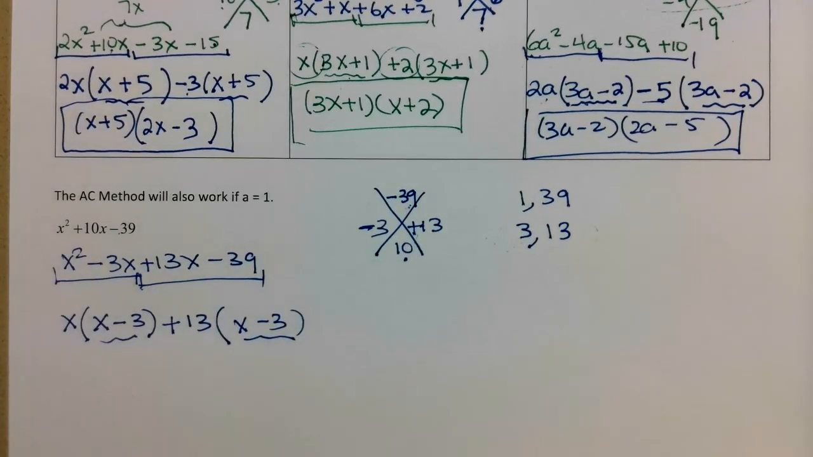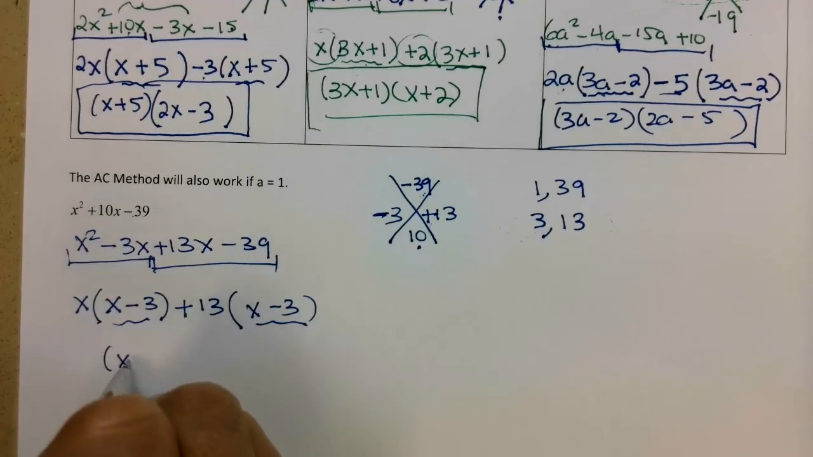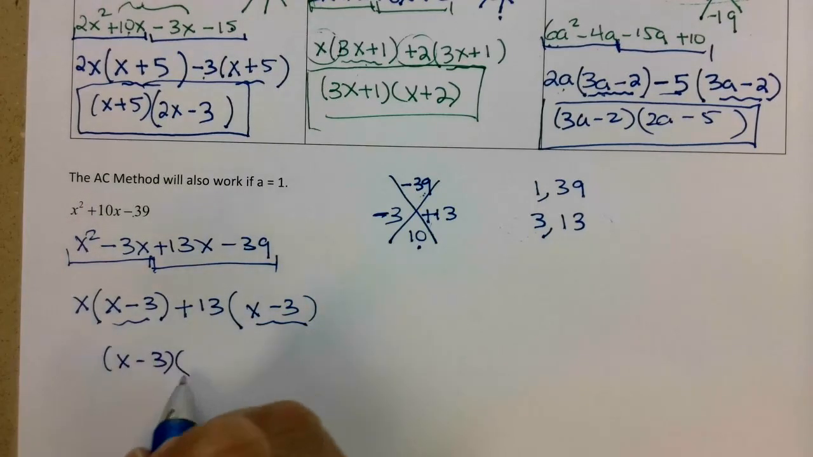There's that common factor that I can't not squiggle under, so factor out the x minus 3. And the other partner is x plus 13.